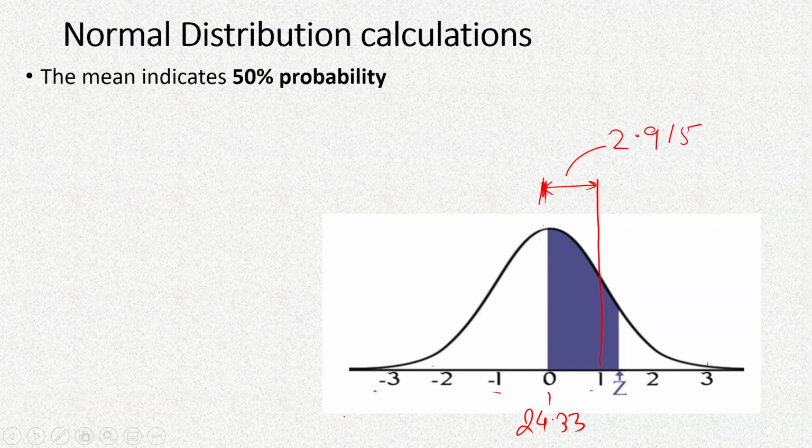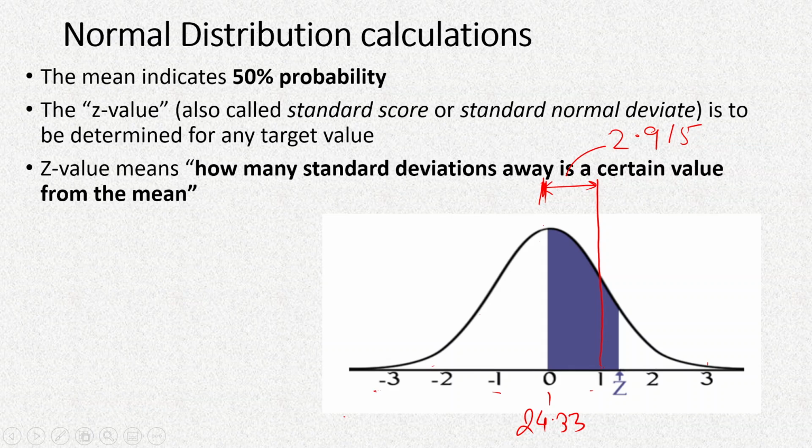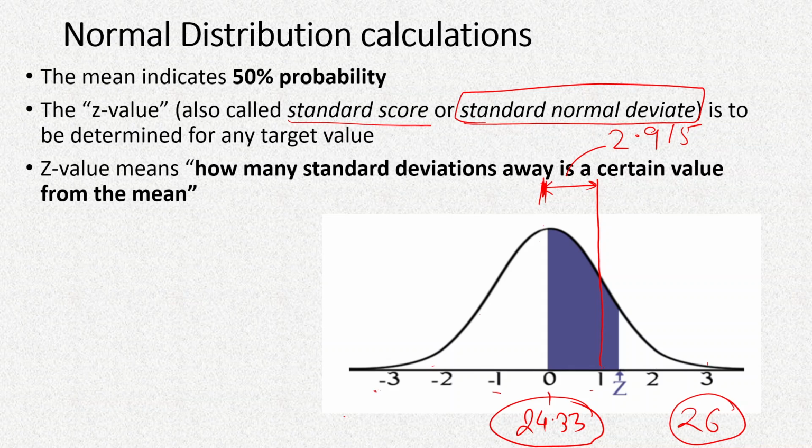So the Z value, also called the standard score or standard normal deviate, is to be determined for any target value. So if somebody asks what is the probability that it will be completed within 45 days, suppose, or in our case, since it is 24, let's say somebody asks what is the probability of completion within 26 days. So for 26 days, we'll have to calculate the Z value, and Z value means how many standard deviations away a certain value is from the mean.